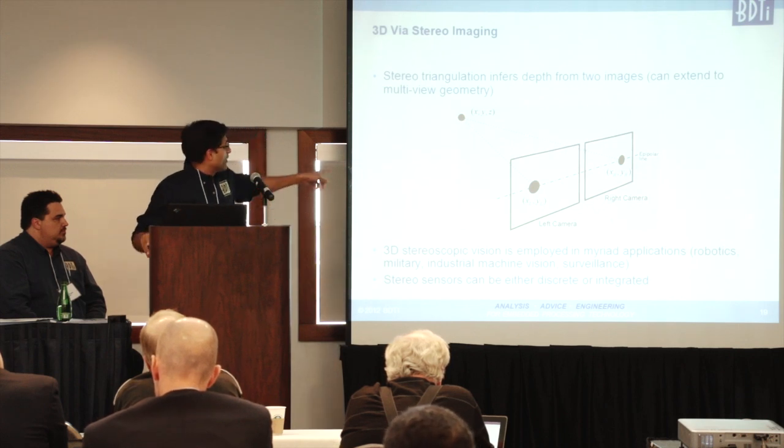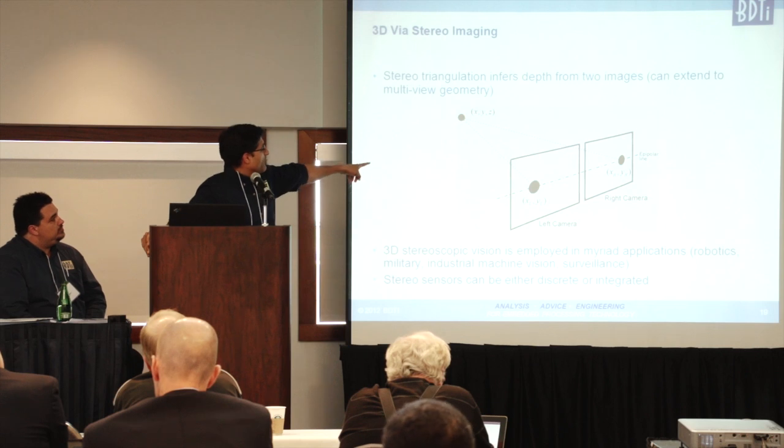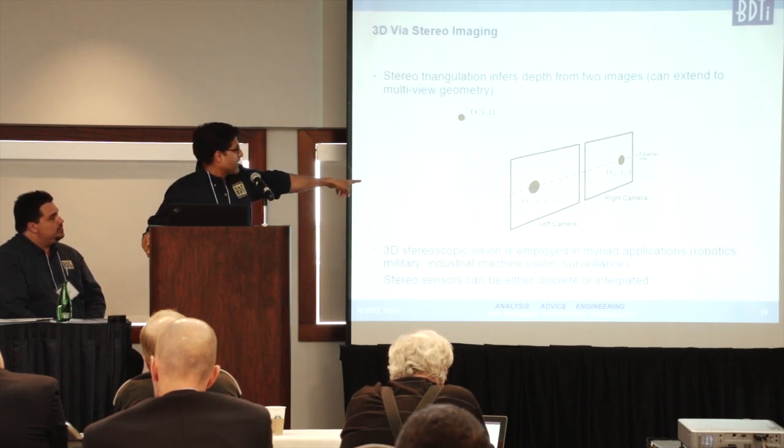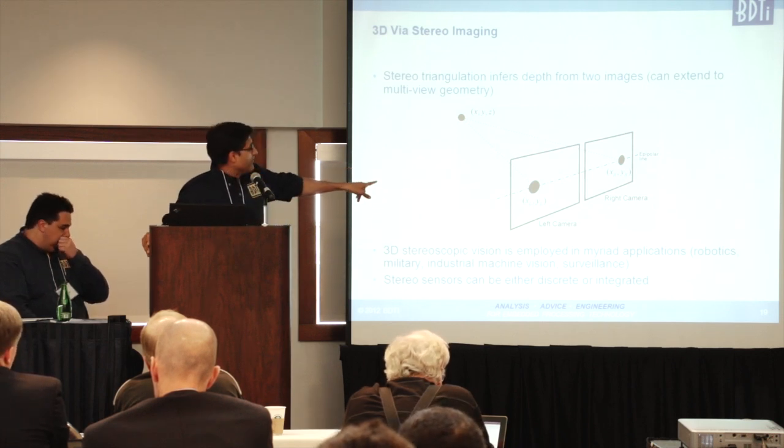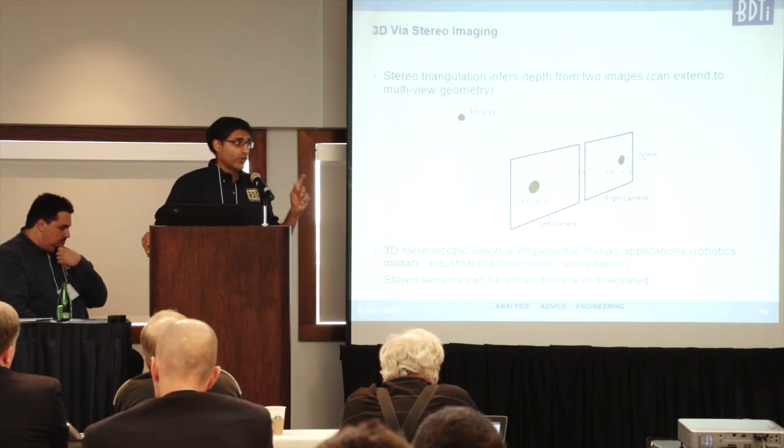And there's an example here where there's a 3D point, XYZ, that gets projected onto a left camera, XL, YL, and a right camera, XR, YR. And the delta in X is actually proportional to the depth.